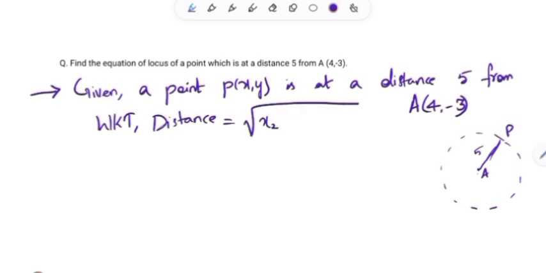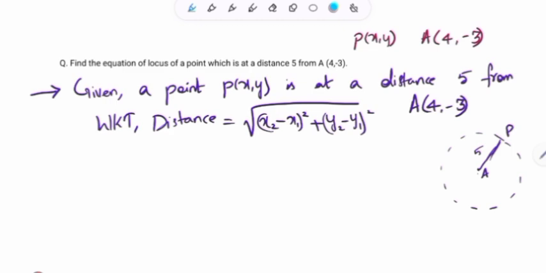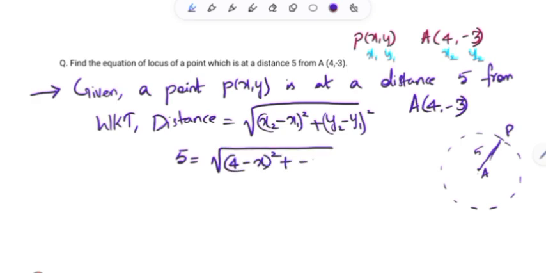Distance is given by under root x2 minus x1 whole square plus y2 minus y1 whole square. Here, what will you take as your x1, y1 and x2, y2? P(x, y) and 4, -3 which is your center. These are your points. So, consider this to be x1, y1 and this to be x2, y2. Let's substitute it in the formula. Distance is given as 5 equal to under root x2 is 4 minus x1 is x whole square plus y2 is -3 minus y1 is y whole square.